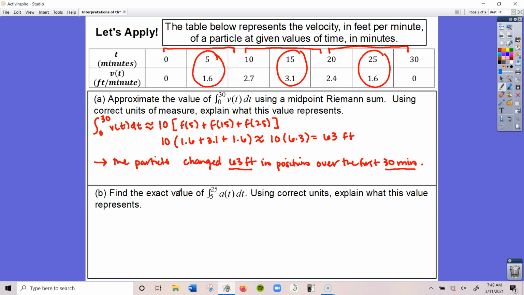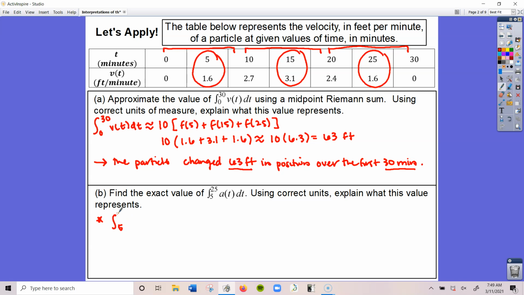Now we're going to find the exact value of the integral from 5 to 25 of a of t dt, and using correct units, explain what this value represents. Now, when we integrate acceleration, what that gives us is velocity, which is exactly what I have here in my chart. So here I can apply the FTC.